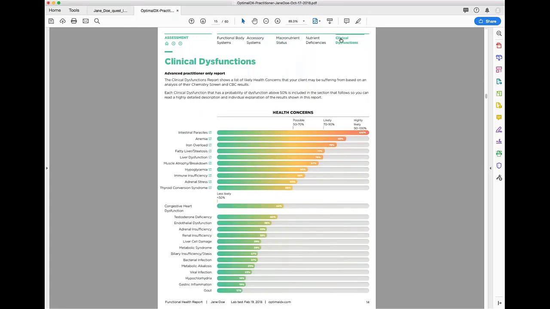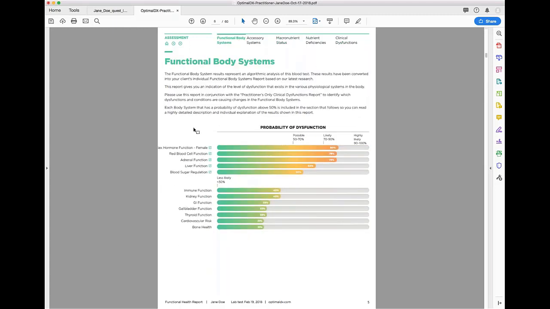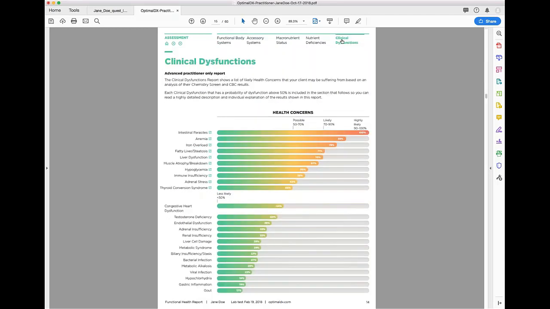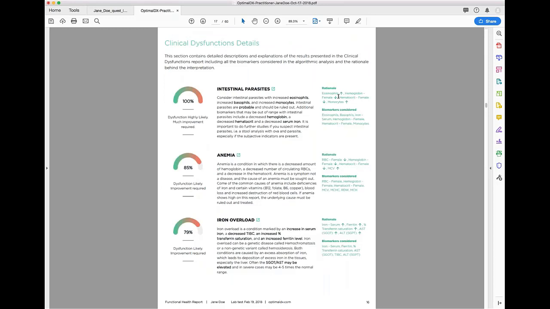And let's take a look at clinical dysfunctions. And we're looking at through the lens of these sex hormone functions, red blood cells, and that type of thing. So intestinal parasites are pretty high. The reason for that is that her eosinophils are high. She's had some low hemoglobin levels. Hematocrits are a bit low. Monocytes are a bit high. So that's kind of a pattern that might be some intestinal issues going on for her.